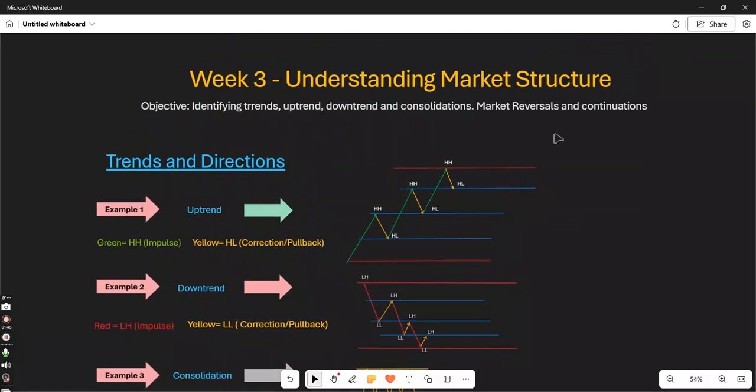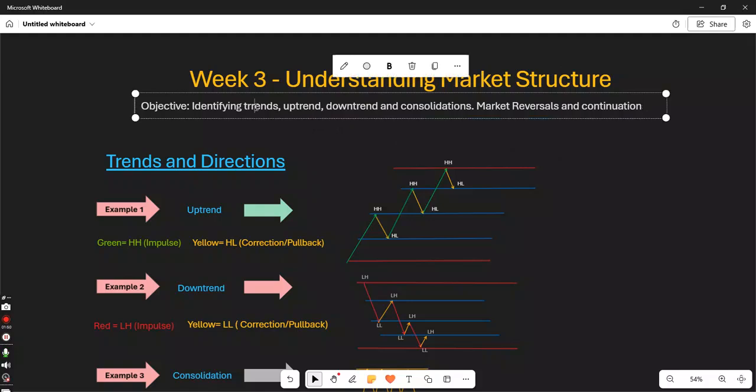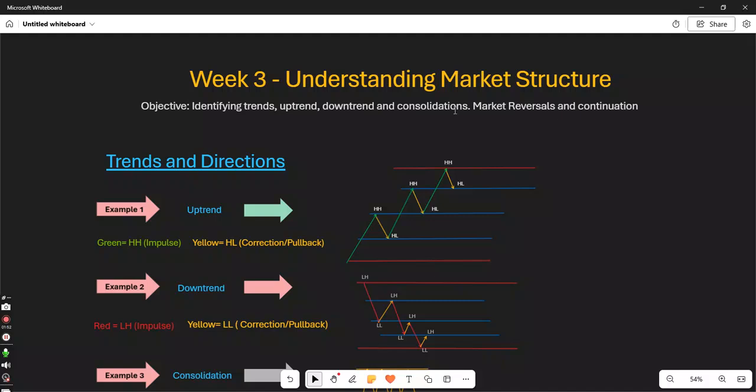All right. So market structure is literally just the structure of the market in so many words. So you have the uptrend, you have the downtrend, you have the consolidation, which people call noise and things like that. There are different ways to identify the market, but they're all pretty much the same thing. A bullish market, a bearish market, and a mixed signal market, right?